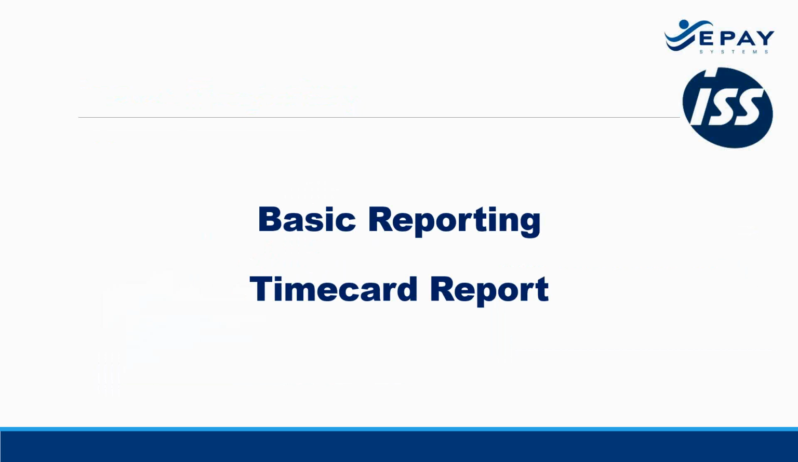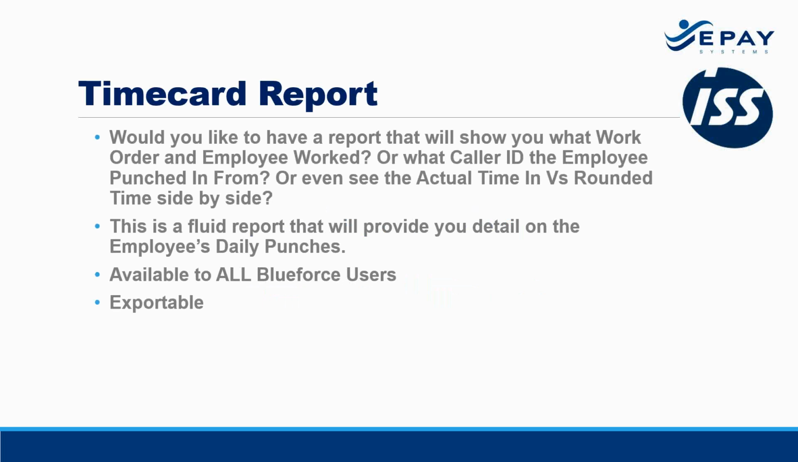So the first report, like I mentioned, is our time card report. A time card report is one of the basic reports in the system, and I think all of you will want to run this at some point in time. It's a good report. It gives you some very basics looking at the employees' time cards. Now, the question I always ask everyone when I talk about a time card report is this. Would you like to have a report that will show you what work order an employee worked at? Or would you want to know the caller ID that the employee actually punched in from?